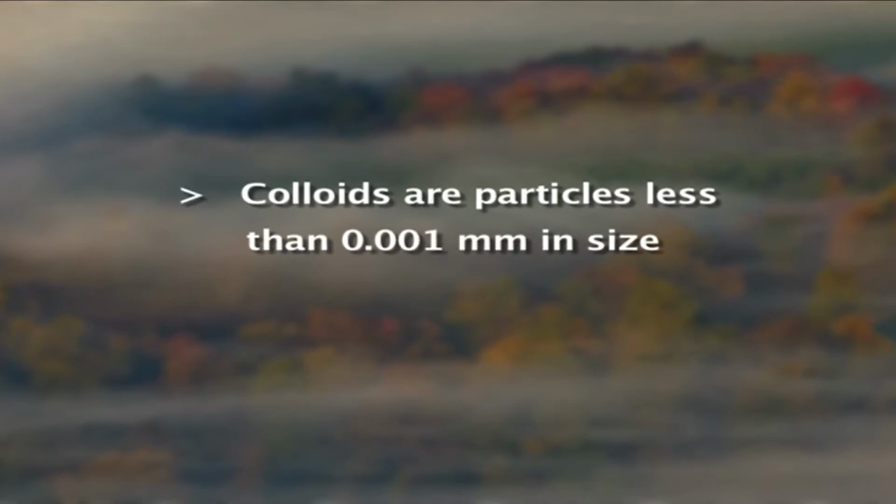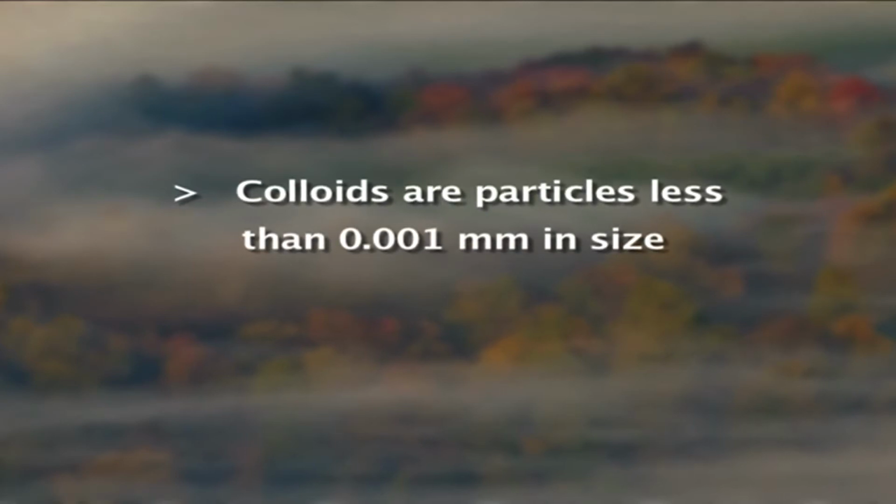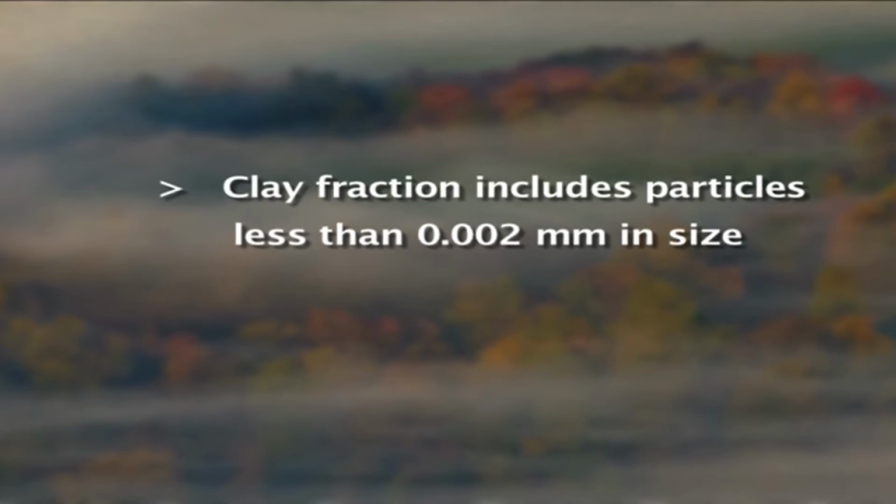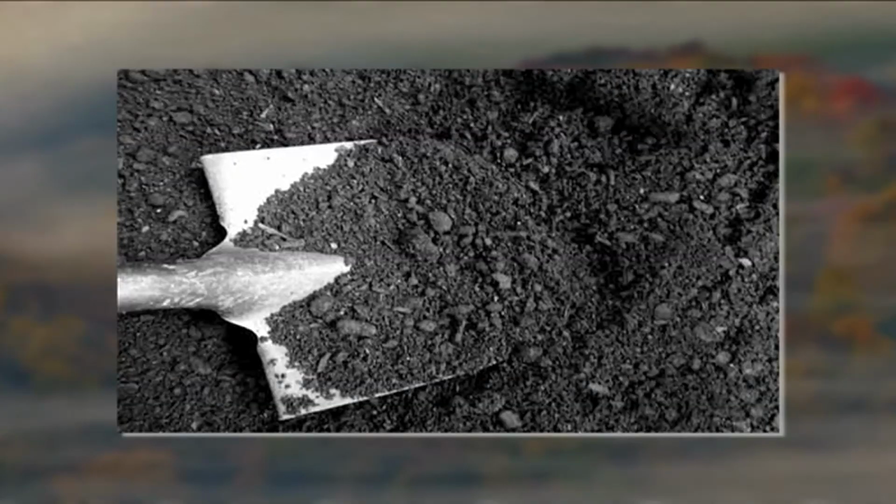Colloids are particles less than 0.001 millimeter in size, and the clay fraction includes particles less than 0.002 millimeter in size. The organic colloids include highly decomposed organic matter, generally called humus. Organic colloids are more reactive chemically and generally have a greater influence on soil properties per unit weight than the inorganic colloids.